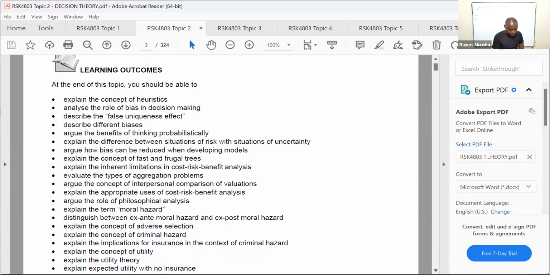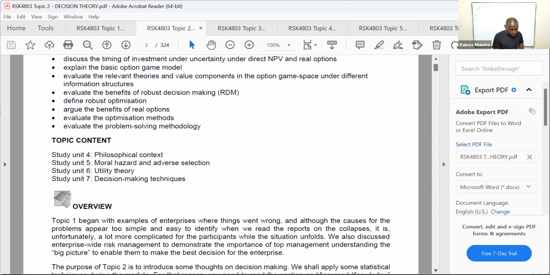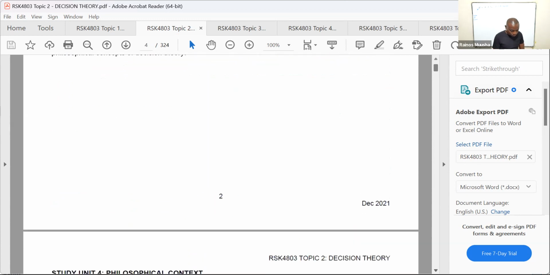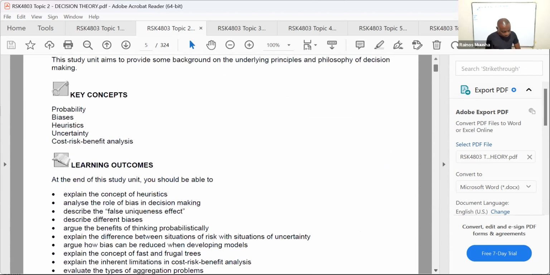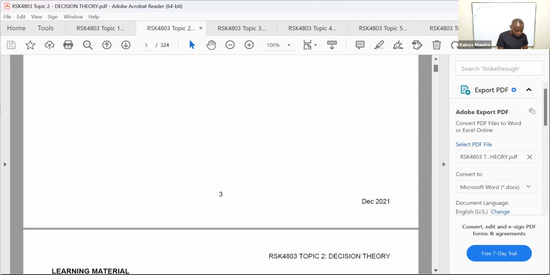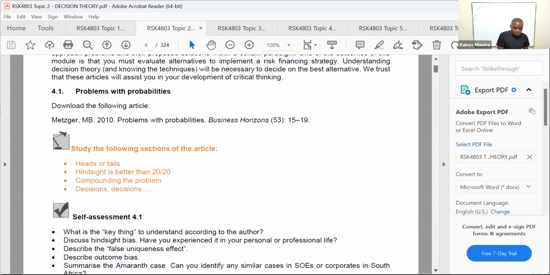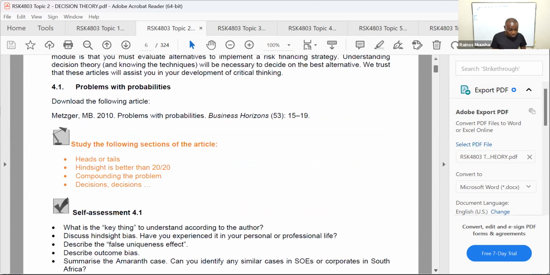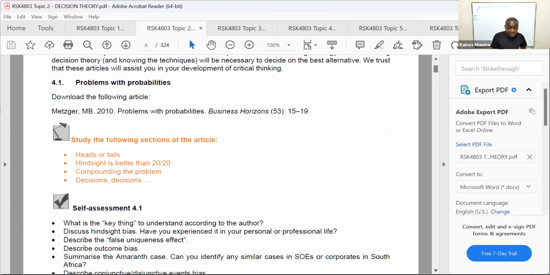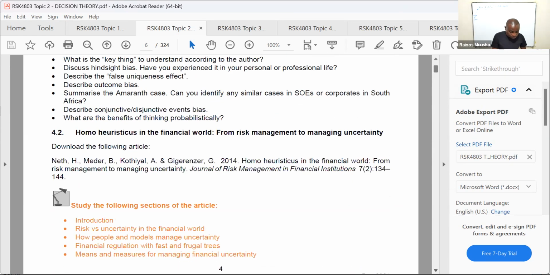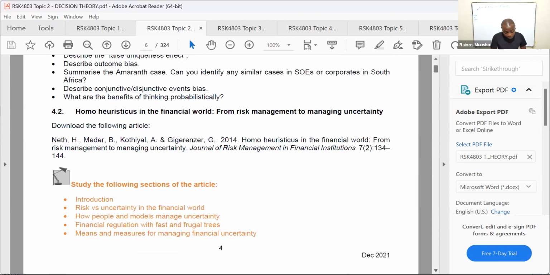decision theory. And under this unit, we have unit 4.1, which looks at problems with probabilities. We're going to go through it in detail as well to understand exactly how probabilities work, and what really is the problem that you also encounter when you're looking at probabilities, and how you can be able to apply probabilities in your everyday risk management activities as well. So that's basically what we're going to be looking at in unit 4.1 and 4.2.